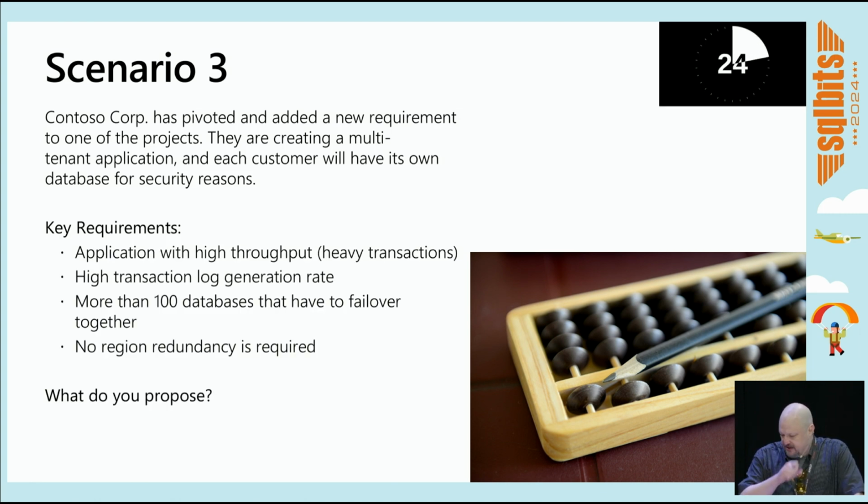Contoso is creating a multi-tenant app. Each customer will have its own database for security reasons. Key requirements: app with high throughput, heavy transactions. The transaction log generation rate is very high. More than 100 databases that have to fail over together, and there is no region redundancy that is required. What do you choose?